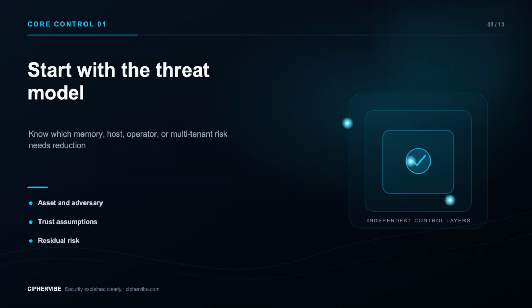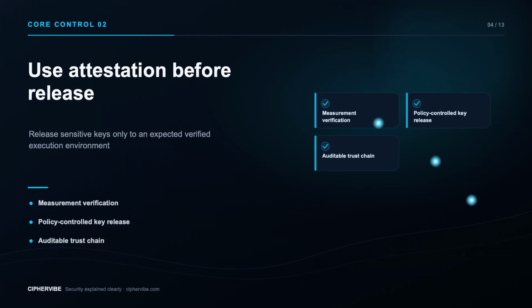The first building block is start with a threat model. Identify what data must remain protected during processing, which parties are trusted, and which infrastructure or operator threats the design addresses. Confidential computing can reduce some memory exposure risks, but it does not solve insecure code, compromised credentials, malicious input, or poor key governance.